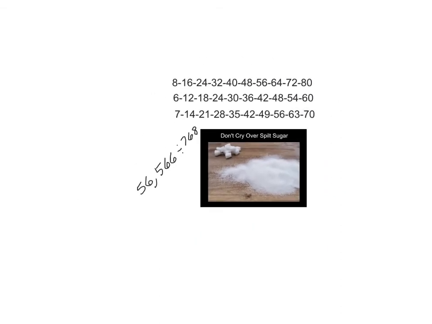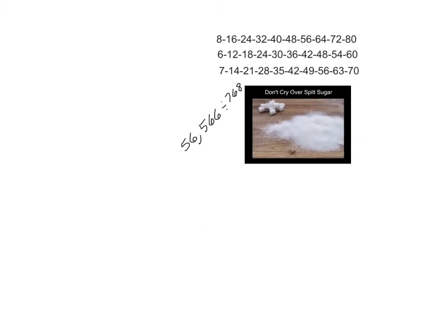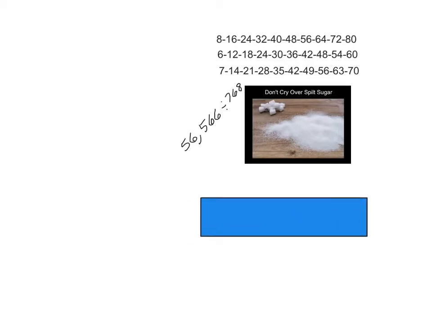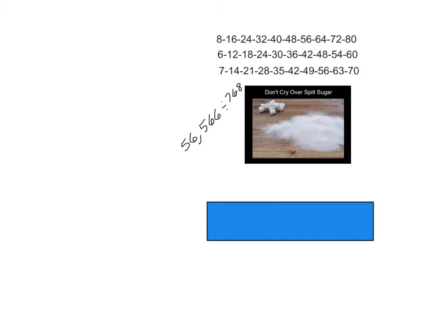Alrighty, so the next thing we want to do is write our area box. And we're going to create an area box right here. And we're going to put this number, 56,566, right in the area box. Super. And we're going to put the divisor, 768, on the side right here.